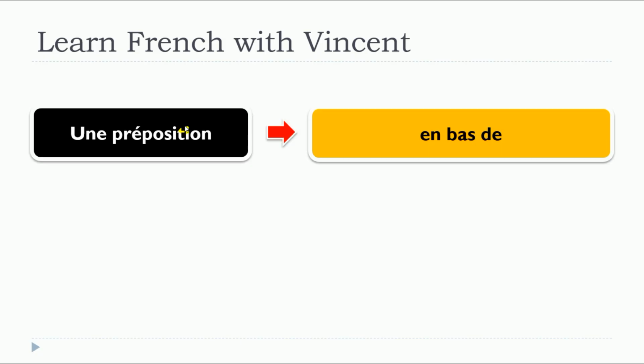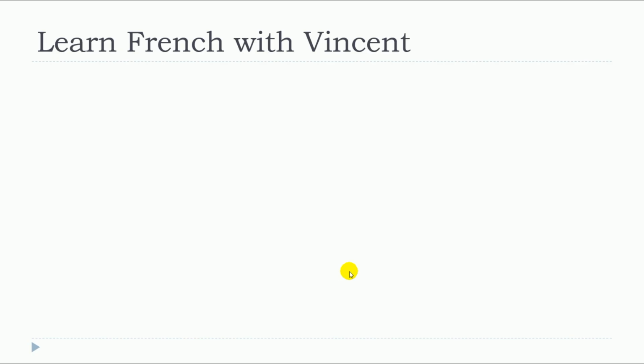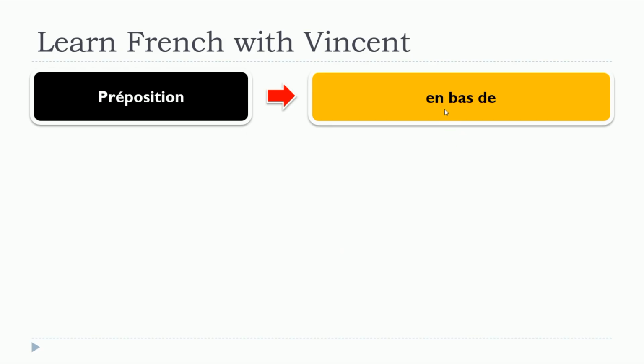So, this lesson is about the preposition en bas de. And the preposition en bas de can be translated into at the bottom of, downstairs, under, at the foot of, and below in English. So we will see four examples with en bas de.